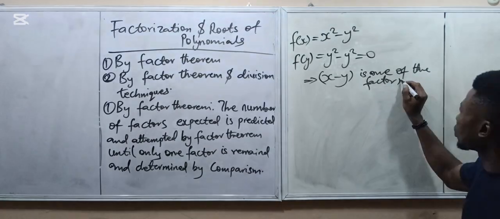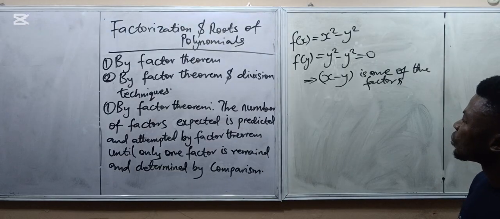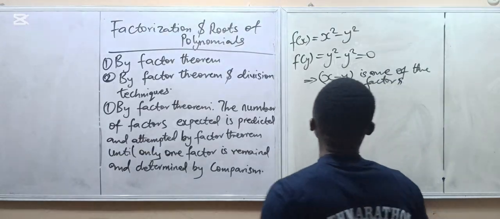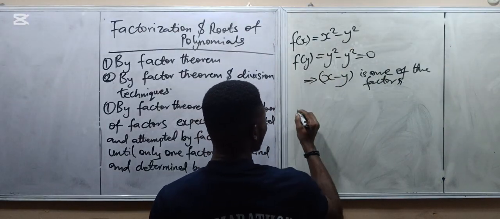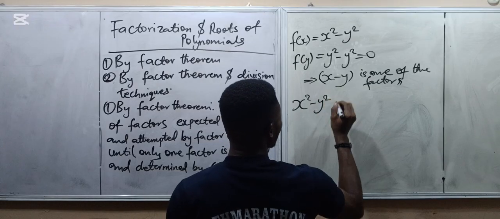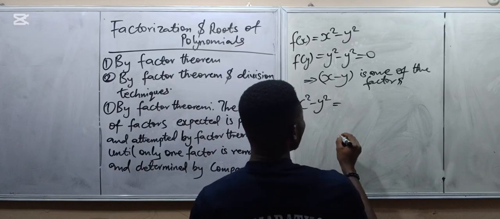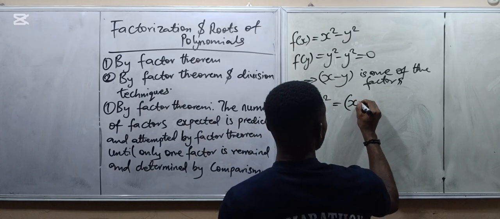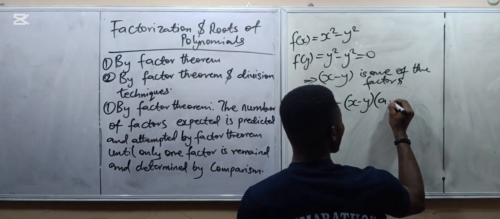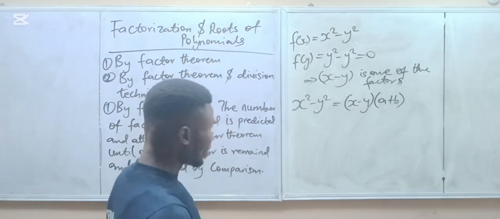Now we've gotten one of the factors. Now how do we get the second factor? This time around, since we've gotten one, it will be easier to get the second one. We will use what we call comparison. And how does it work? Now this is the equation given, x squared minus y squared. Since we are looking for two factors, and we've already gotten one, x minus y, the other one we don't know. We say let it be a x plus b, right?